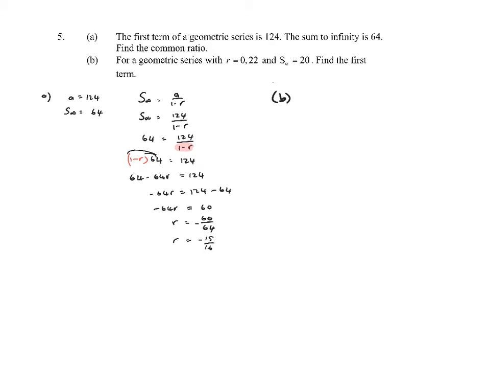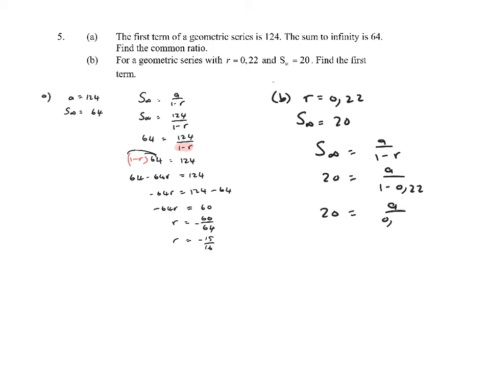For a geometric series with a ratio of 0.22 and the sum of an infinite number of terms of 20, find the first term. Same story, the sum of an infinite number of terms is equal to a over 1 minus the ratio. So we have the answer, it's 20. We don't know what the first term is, so we've got 1 minus 0.22, and therefore 20 is equal to a over 0.78. So 0.78 times 20 is equal to a. What's 0.78 times 20? So that's 1.56, 15.6, I think.